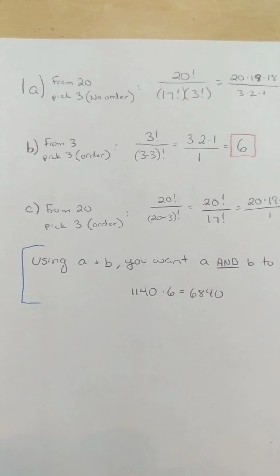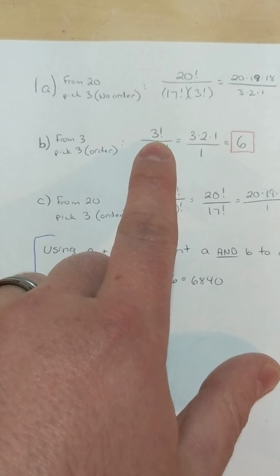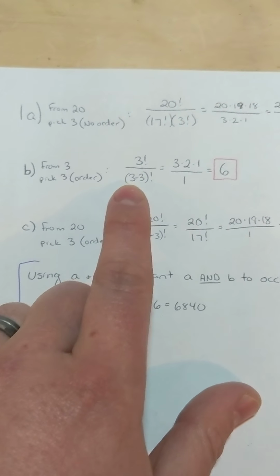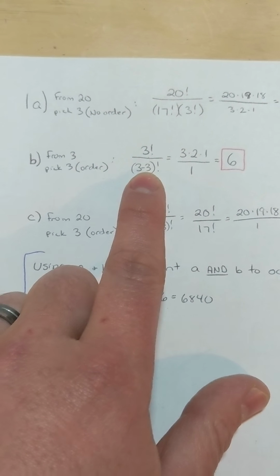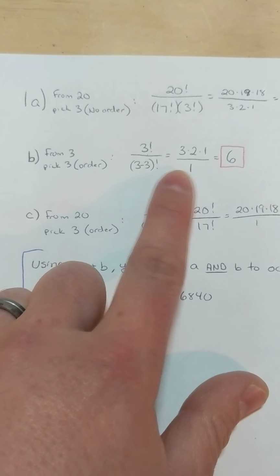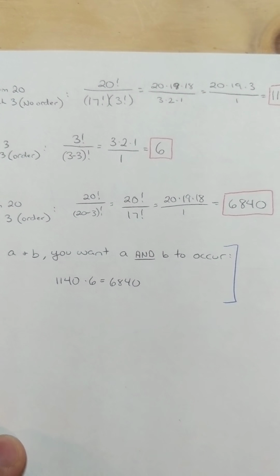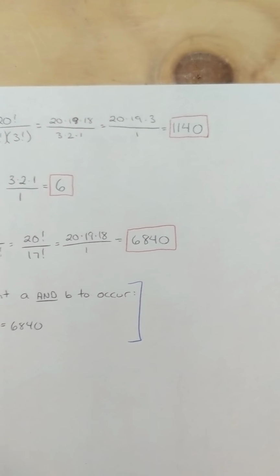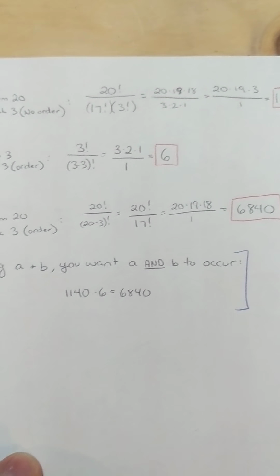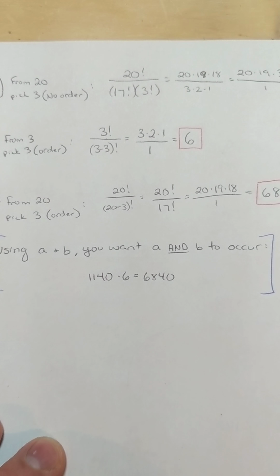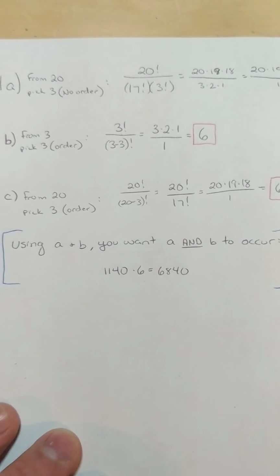Now that you have the 3 people, you're arranging those 3 people. And so 3 factorial is the n. And we had to change up our formula because now it's a permutation. So 3 minus 3 is 0 factorial, and by definition 0 factorial is 1. So 3 times 2 times 1 is 6. So there's 1,140 ways to select 3 people from 20. And then once you have those 3 people, there are 6 ways to elect them in a specific order.